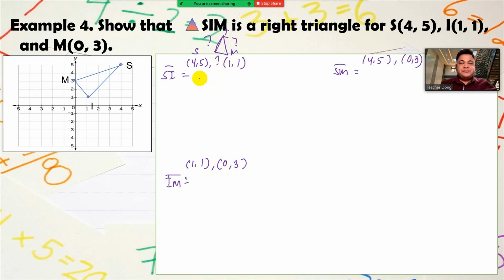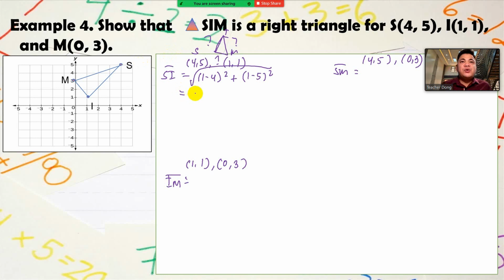Let's start. Okay, so for the first one, your x sub 2 minus x sub 1 is 1 minus 4 squared, and then your y sub 2 minus y sub 1 is 1 minus 5 squared. Then let us simplify. Okay, by the way, when we say right triangle, one of the angles is a right angle or measures 90 degrees. So we will be solving first for the sides, and then afterwards we will be using the Pythagorean theorem to prove if this is a right triangle.